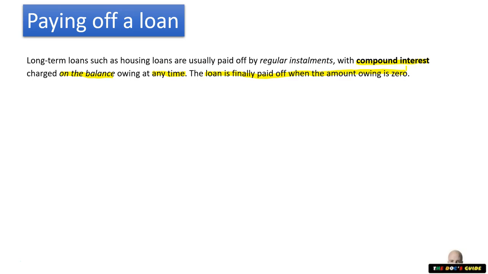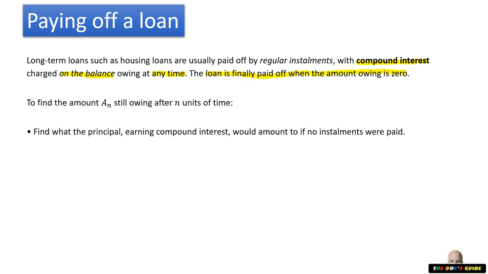So while it seems trivial, that will become important in our proof. So what we do is to build up a pattern. We're all about sequences and series here. To find the amount A sub n owing after n units of time, we do this sort of thing. We find what the principal earning compound interest would amount to if no instalments were paid. So if this money was borrowed and it was just sitting in the bank earning compound interest, what would it amount to if no instalments were paid?